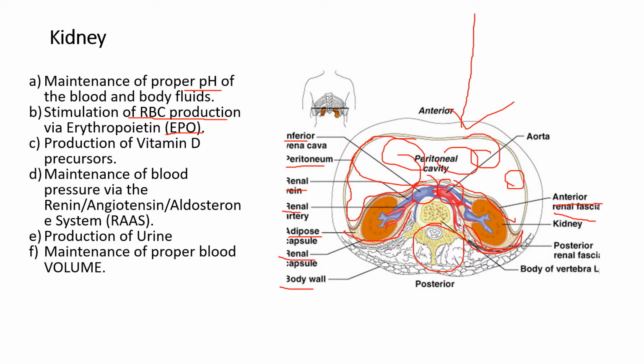Okay. Also, it functions in the production of vitamin D precursors. You can't make vitamin D without the kidneys. We know vitamin D is produced from sunlight in the skin due to the skin cells getting stimulated, but the kidneys help in the precursors to make that vitamin D.